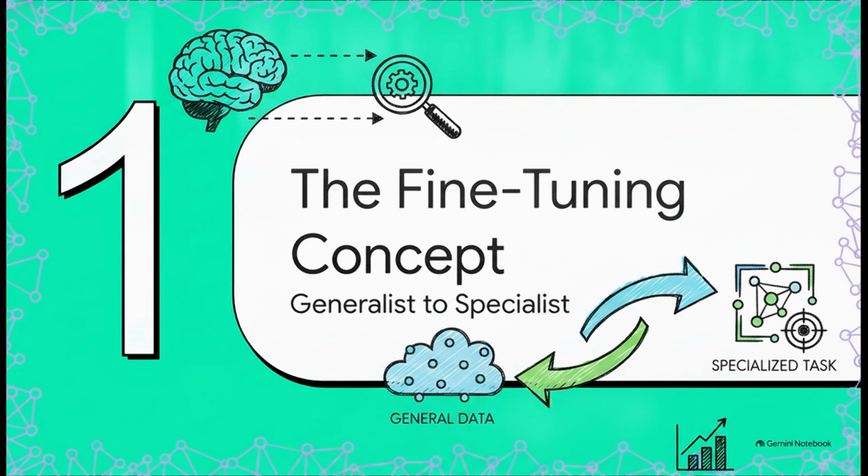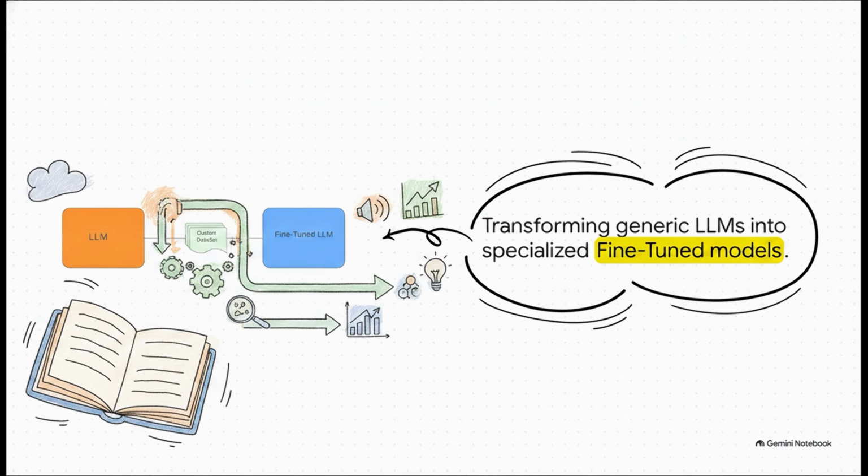All right, part 1, the fine-tuning concept, taking things from generalist to specialist. The core mechanics of this are actually elegantly simple when you look at the input-output flow. You basically start on the left with a base LLM. Think of a huge open-source model you just grab online. Then you feed it your custom domain-specific dataset. And what do you get on the other side? A highly tailored, specialized, fine-tuned LLM.